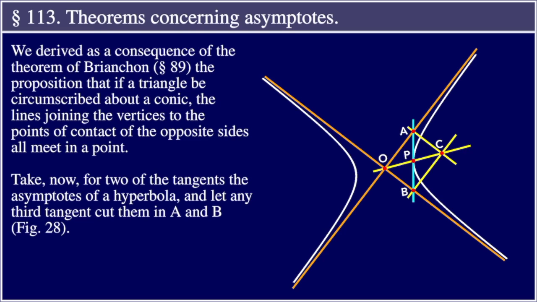Section 113, Theorems concerning asymptotes. We derive as a consequence of the theorem of Brianchon, section 89, the proposition that if a triangle be circumscribed about a conic, the lines joining the vertices to the points of contact of the opposite sides all meet in a point. Take now, for two of the tangents, the asymptotes of a hyperbola, and let any third tangent cut them in A and B, figure 28.